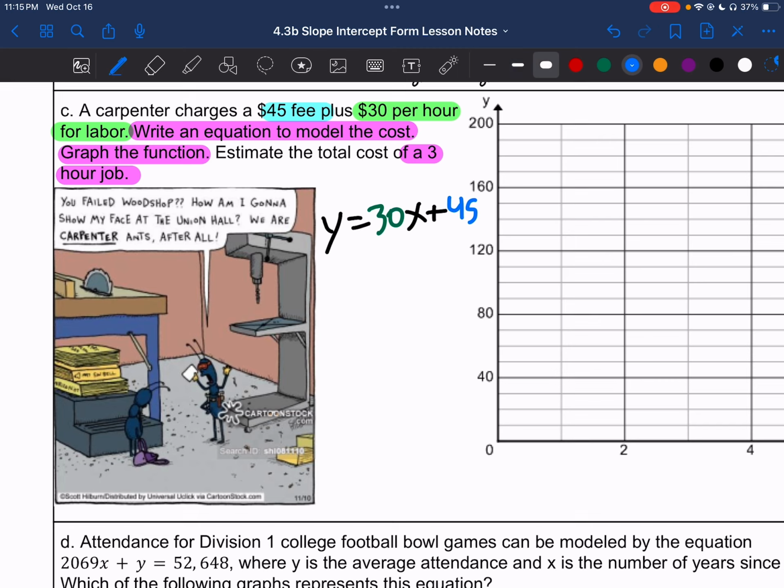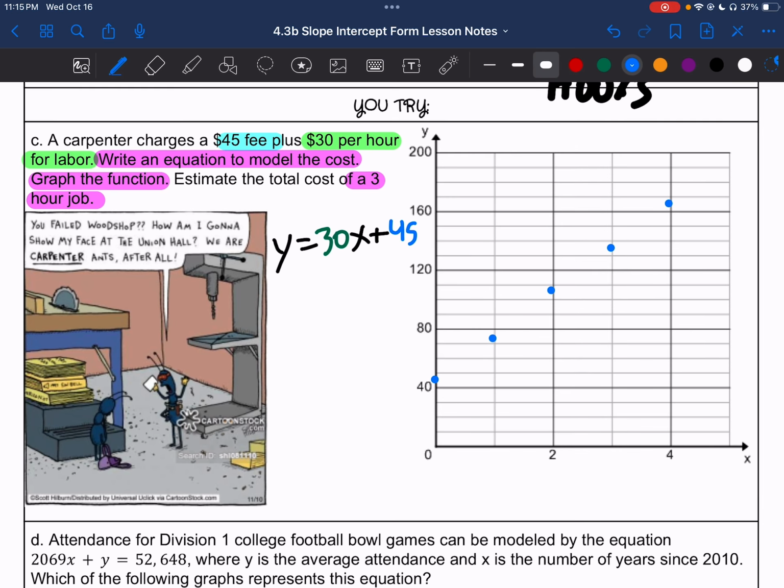So we're going to graph 45. And so, again, if I look at my graph, we're going up by 10 every time. So 45 is halfway between 40 and 50, between the fourth and the fifth line. Now, if I'm going up $30 per interval, I'm going to go up three spaces on the board. So up 1, 2, 3 over 1. Up 1, 2, 3 over 1, and I repeat that for each point. So we have graphed our points.